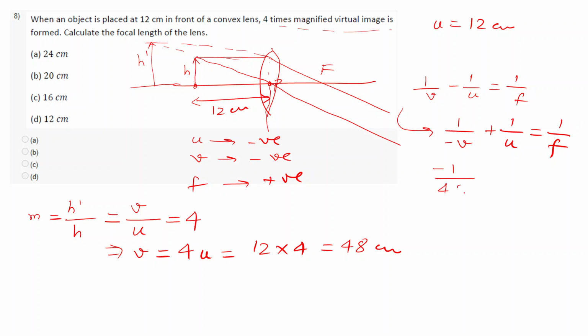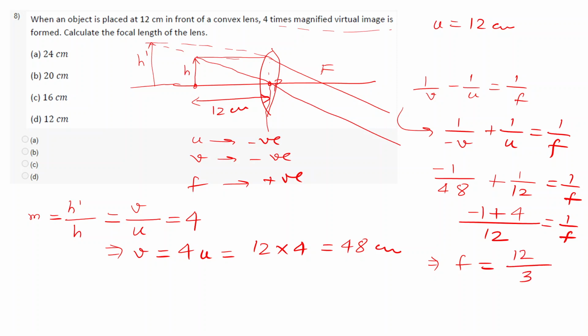This information I can substitute here. So minus 1 over 48 plus 1 over u, 1 over 12 is equal to 1 over f. So this will be 12 minus 1, 4 is equal to 1 over f. This means f is 12 divided by 3, which is 4 centimeter.